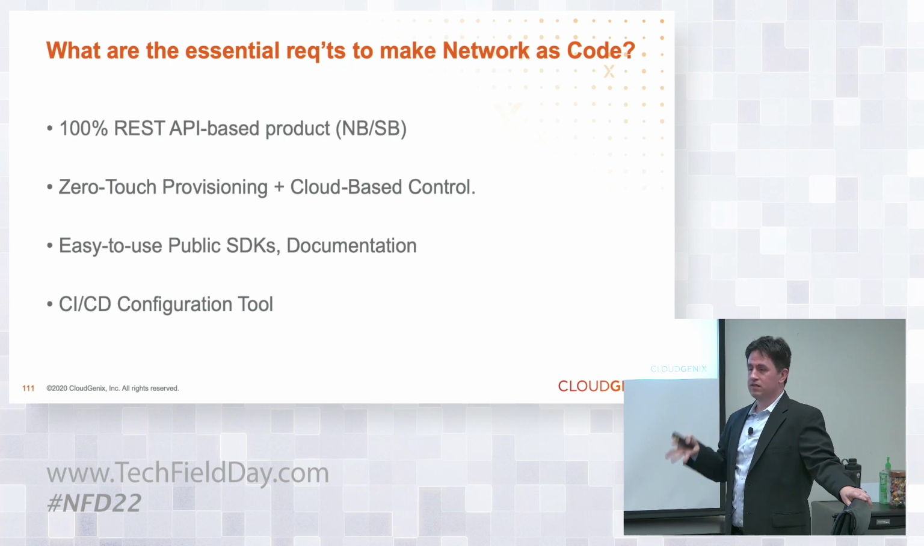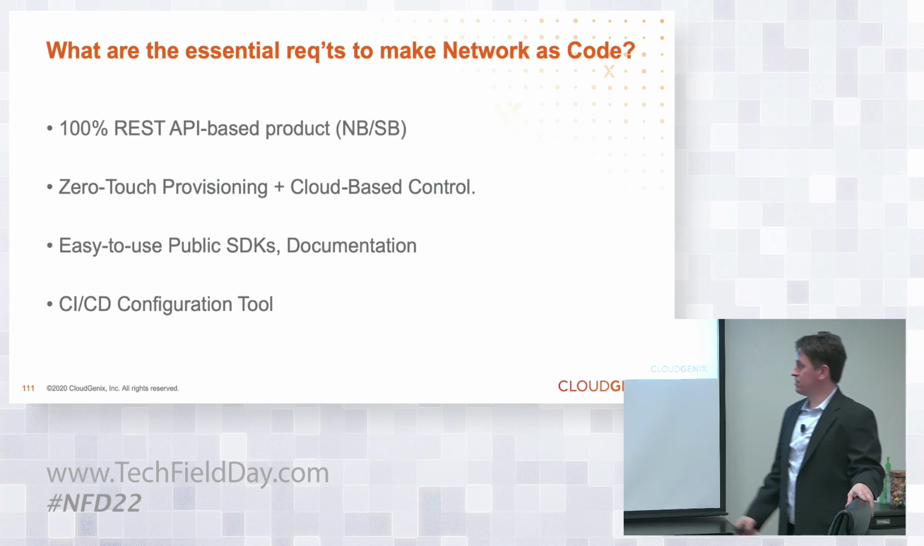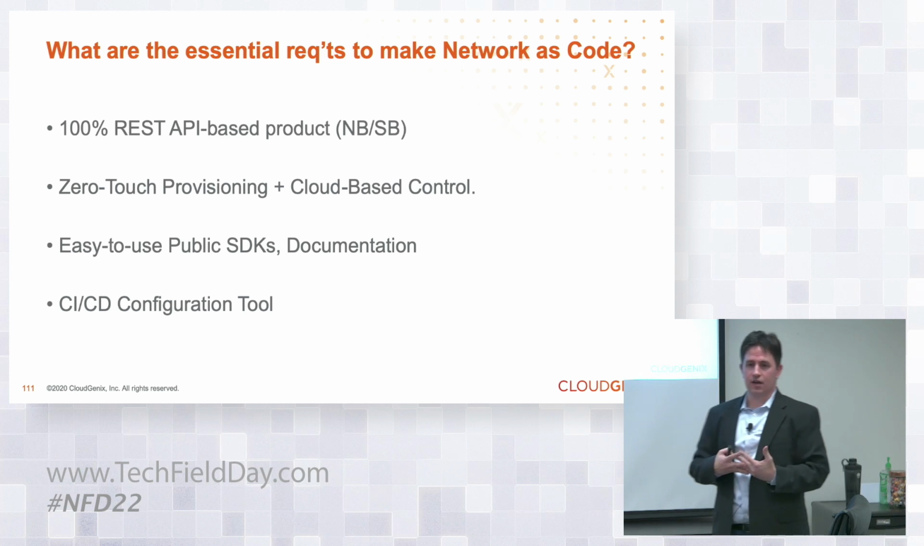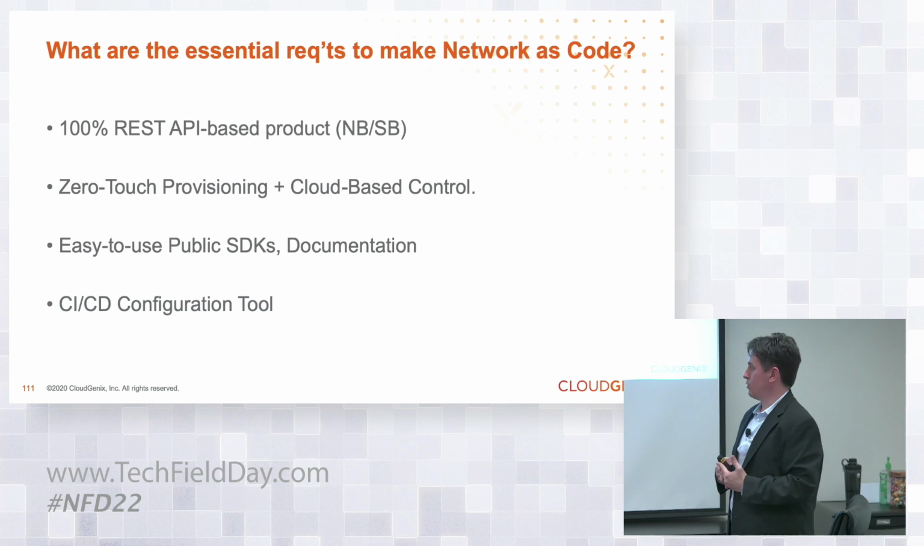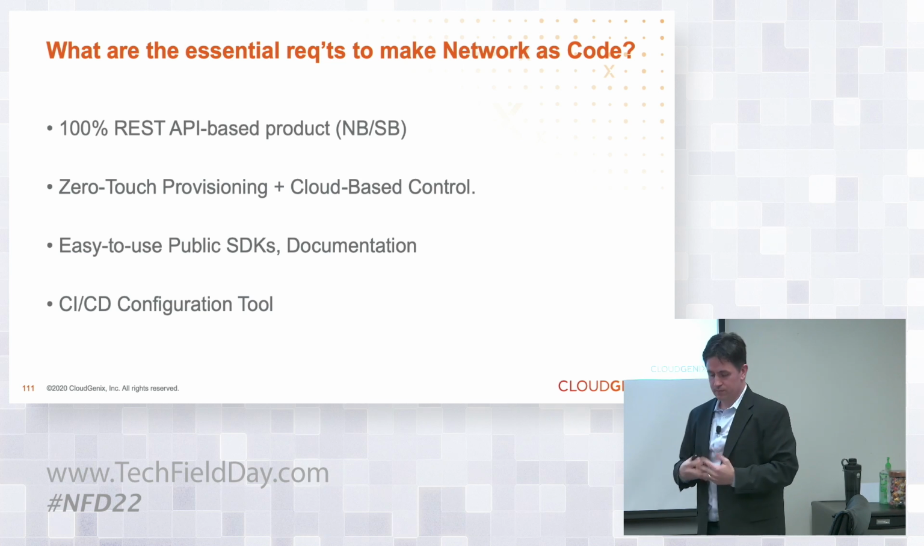So having really robust zero-touch provisioning and cloud-based control is key to being able to make the system come back if you make the wrong choice. And then also having easy-to-use public SDKs and documentation that say how the system actually works from a programmable level. And finally, last but not least, is a tool that ties all this together with the ability to integrate with continuous integration and continuous deployment.